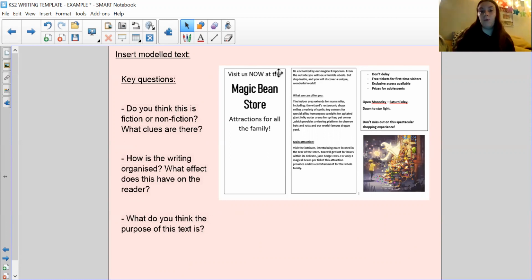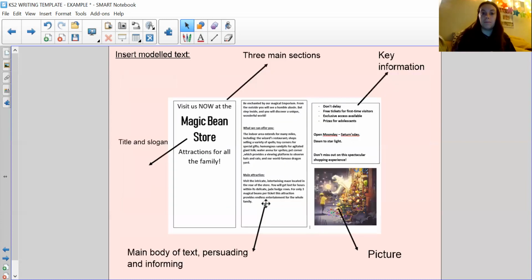So we've spoken about how it's organised. We've got a title, a slogan, we've got the main information, and then some key parts at the side. And the effect this has is, well, it helps us to read it better, doesn't it? It means that our eyes are drawn to certain things. Our eyes are drawn to the picture, to the title. It makes you want to go and visit. So the purpose of the text is to get people to come to the place that you are describing.